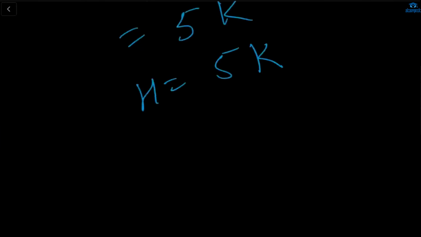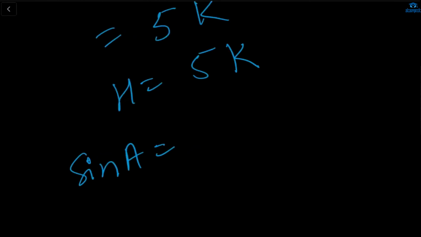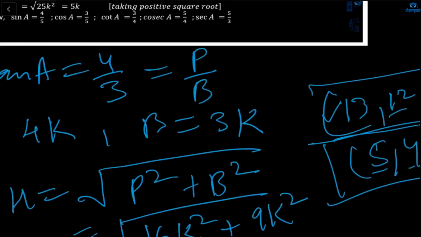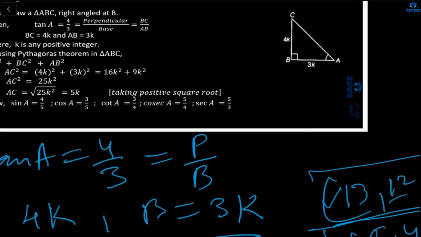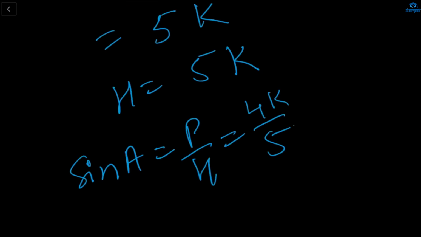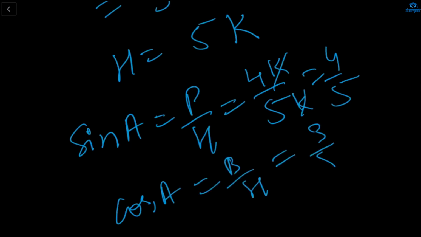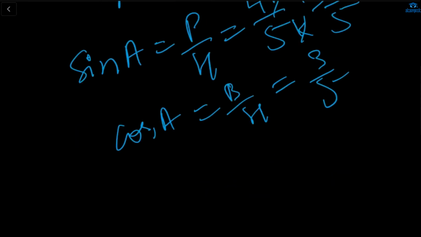Now sin A. Sin A will be equal to perpendicular by hypotenuse. So hypotenuse will be 5, and perpendicular, which angle we are choosing? Angle A. So angle A opposite will be 4k. So k will be cancelled, and it is 4 by 5. Now similarly, cos A will be base by hypotenuse. So it will be 3 by 5. And tan we already know, it was given.